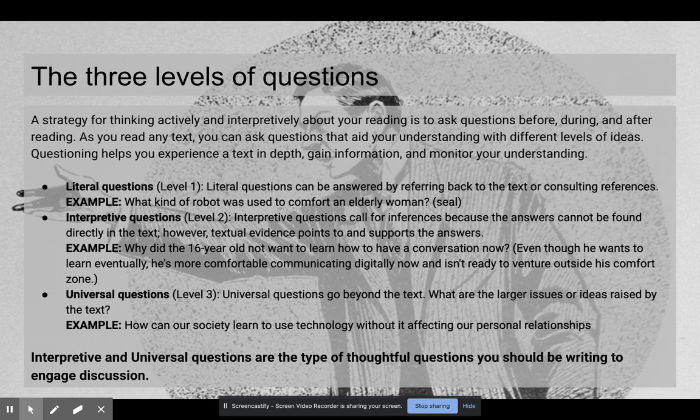Something like that, so that you are taking your experience and adding it to the text to come up with an answer. And then, of course, the universal question was kind of applied to all of us. What would we think if we were in that position? How would we feel if we found these things? So interpretive and universal questions are the type of thoughtful questions that you should be writing to engage discussion. Literal questions don't engage discussion. You might use one to get people on the right track, but for the most part, literal questions aren't going to go anywhere because you answer with a fact and there's nothing really to discuss.